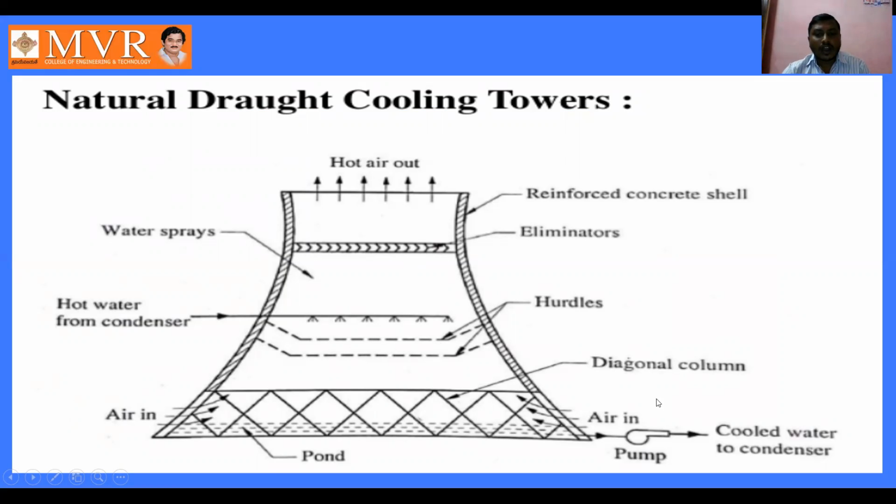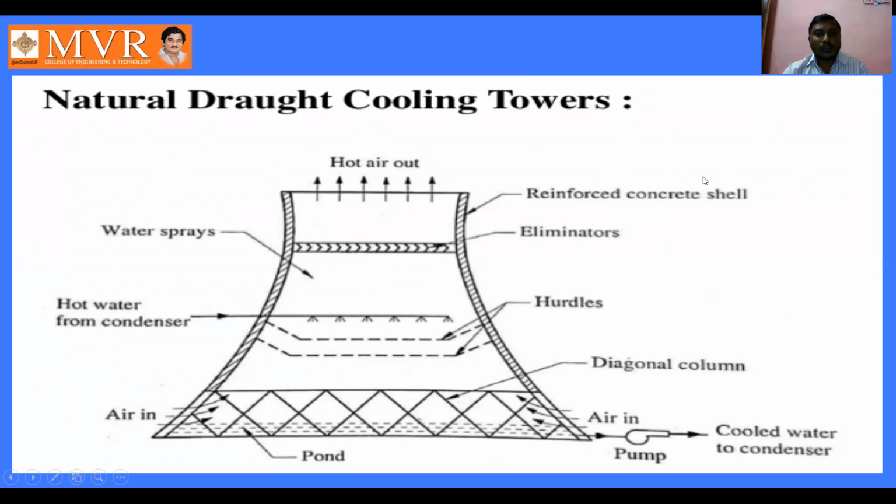Natural draft means the air, without any force, without any external agent, is going to pass into this cooling tower. That is why we name this natural draft. See how this air enters here: in the cooling tower we have some temperature, and in the atmosphere we have a different temperature. The temperature in the cooling tower is higher than the temperature outside in the atmosphere.